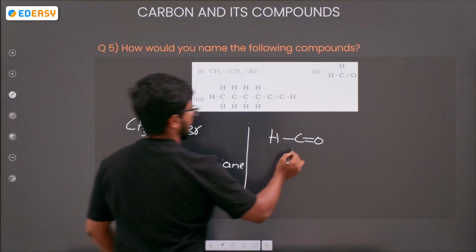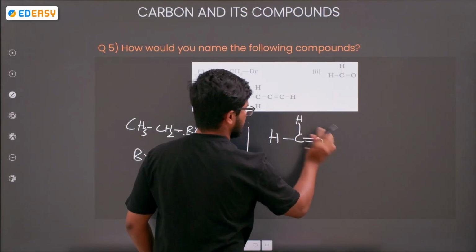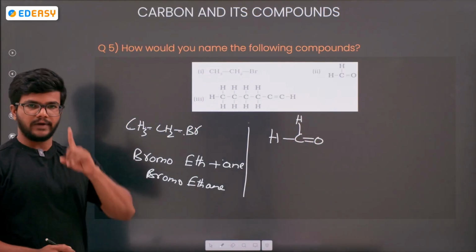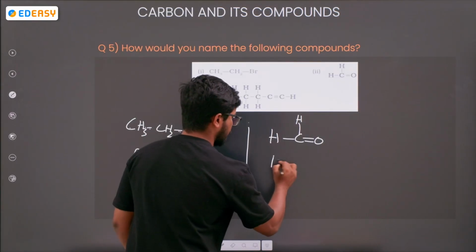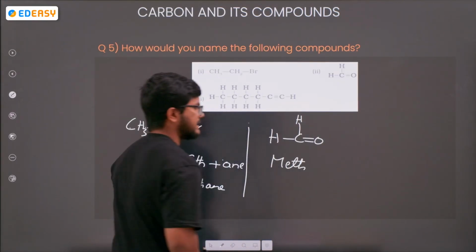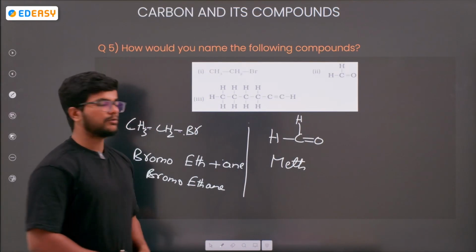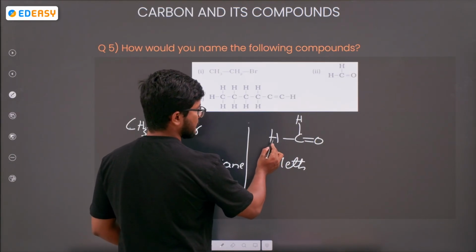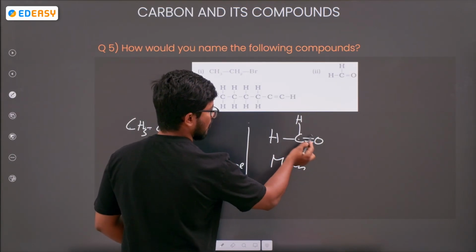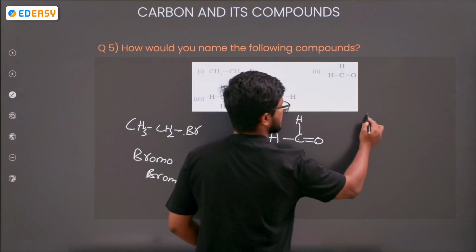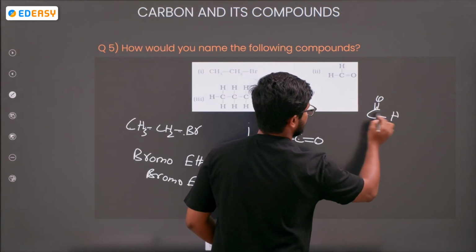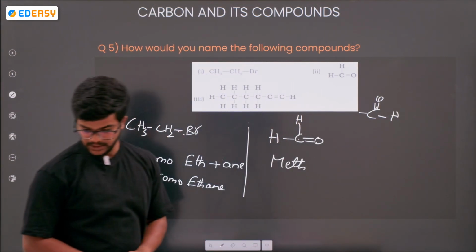Here we have H here, CO. So if there is one carbon, then the root word is meth. Is there any functional group? Here, if you consider this hydrogen as a chain, CO with H, C double bonded OH, is called which type of functional group? Let me know in the comment section.